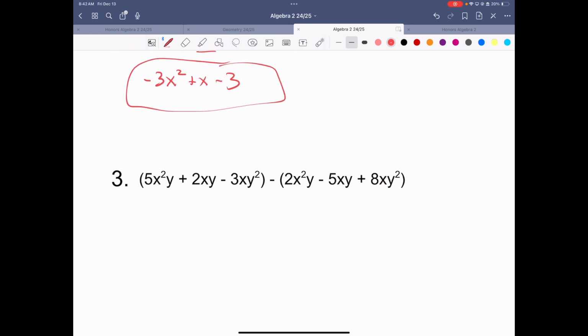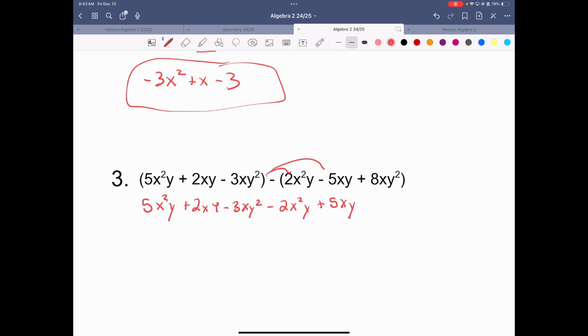Again, we're subtracting. So because we're subtracting, I'm going to rewrite it. Notice I didn't rewrite the addition ones. No need to. I am going to rewrite this as negative 2x squared y plus 5xy. And you notice that there was a little pause in there. I almost messed it up.